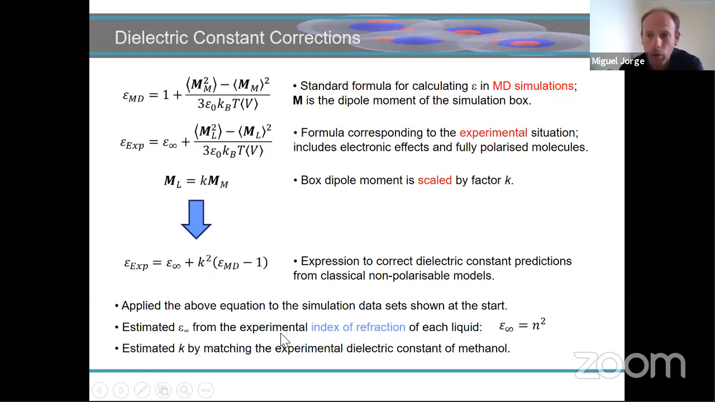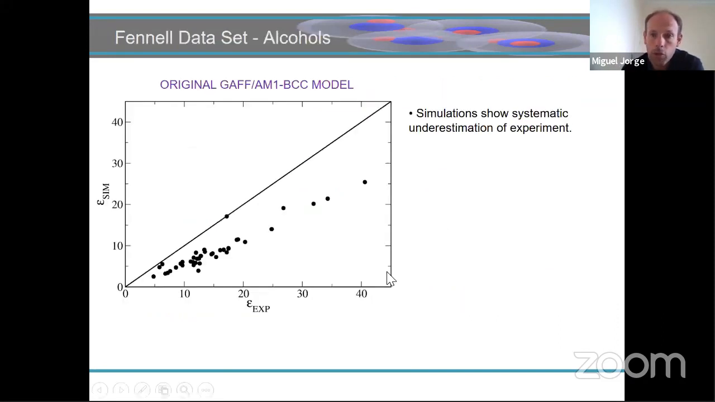We're working on ways of determining this from first principles, but for now we are fitting K by matching only the dielectric constant of one molecule, methanol. All the rest are predictions. So let me show you how this works. This is a subset of that graph I showed you before, only for alcohol-containing molecules, so molecules that contain hydroxyl groups. These are the original predictions of the GAFF model, and as I showed, there's a systematic underestimation.